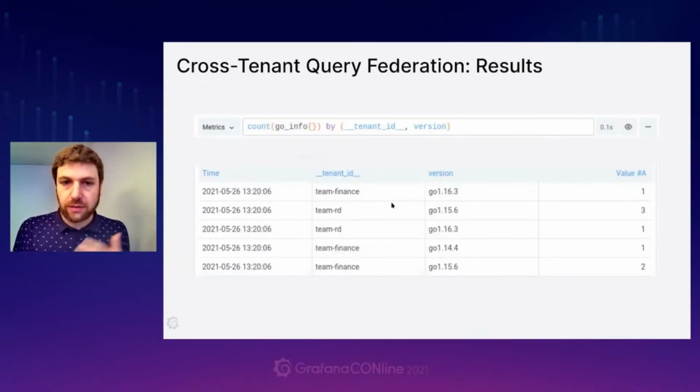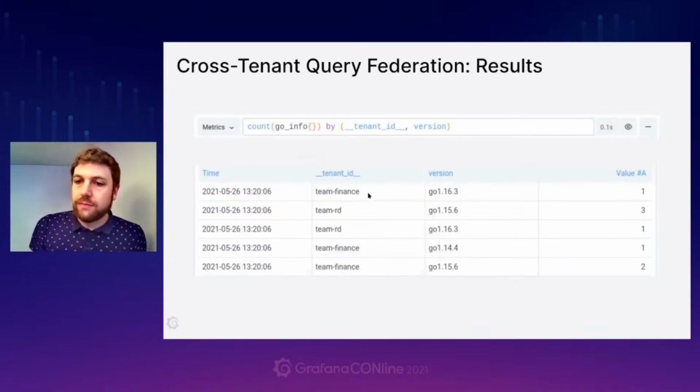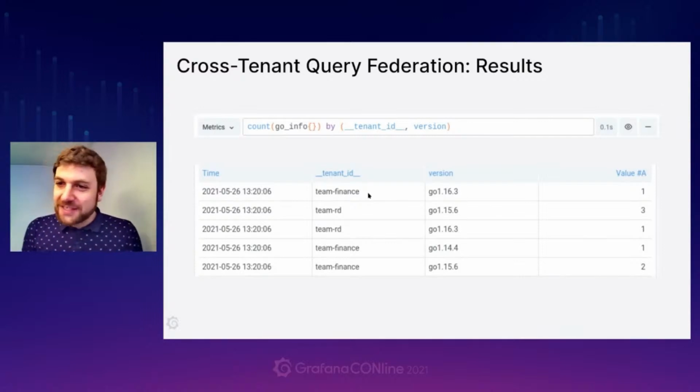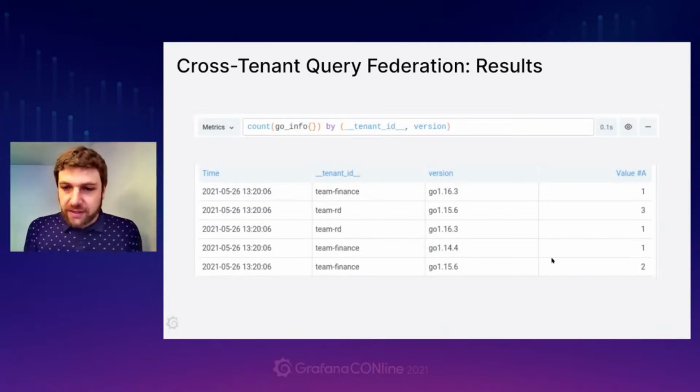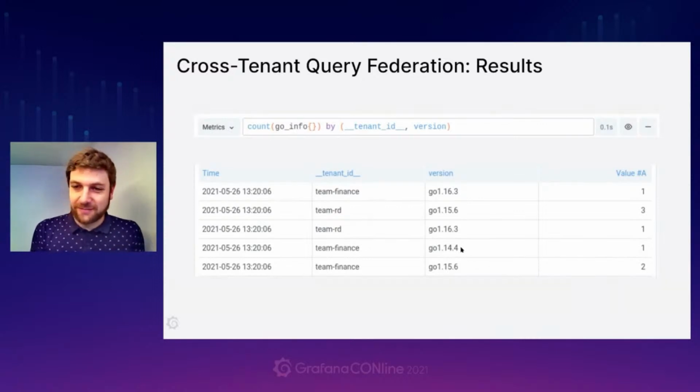In this case, we query for the Go versions that are scraped, and we assume we are part of the leadership team, maybe looking after security, and want to figure out which Go versions are used in our environments. Here we can see that, for example, there's one instance of a Go 1.14.4 application running, and that might be important to update because there might be some security problem with that release.